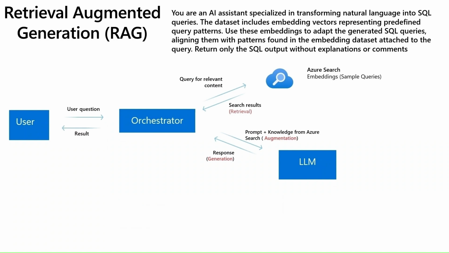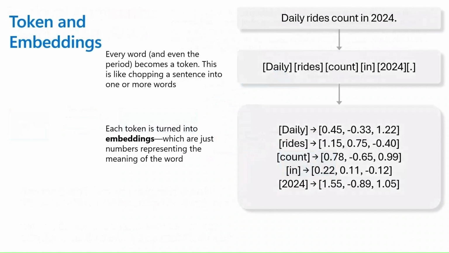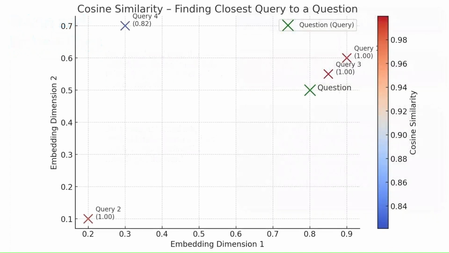In Azure Search, we are going to store some queries as embeddings, which will serve as the knowledge base for all our user requests. Now let's discuss what embeddings are. For instance, if you want to store a piece of text in Azure Search, it would first be split into smaller chunks called tokens, and each token is then converted into embeddings, which are numerical representations of the words. You can see an example here of how they look. These embeddings are stored in Azure Search.